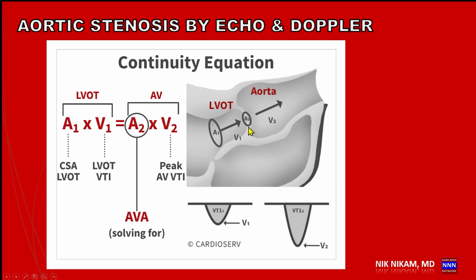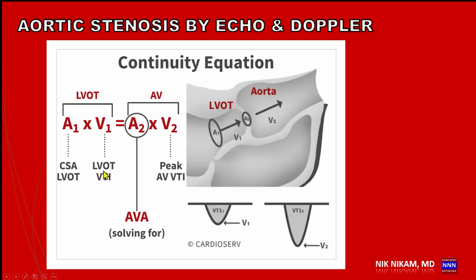And this is the formula that is used to calculate. If we know the cross-sectional area of the left ventricular outflow tract, which we can determine by using the diameter of the left ventricular outflow tract just beneath the insertion of the aortic leaflets, that gives us a left ventricular diameter, and using that we can calculate the left ventricular outflow tract cross-sectional area.